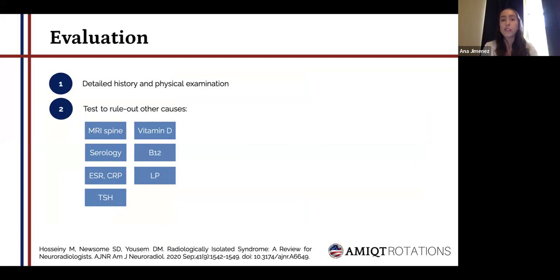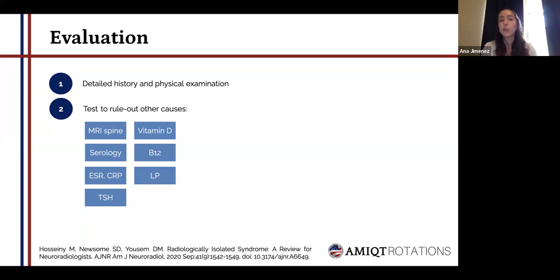Moving on to the evaluation of patients with incidental demyelinating lesions. The first step is to do a very complete history and physical examination. This is in order to rule out that the patient has had any type of clinical attack that suggests demyelination. So we must go over all the symptoms I previously mentioned that MS usually presents with.